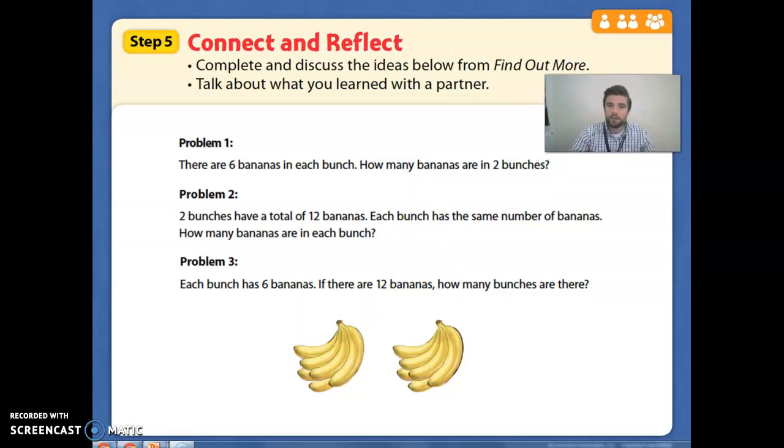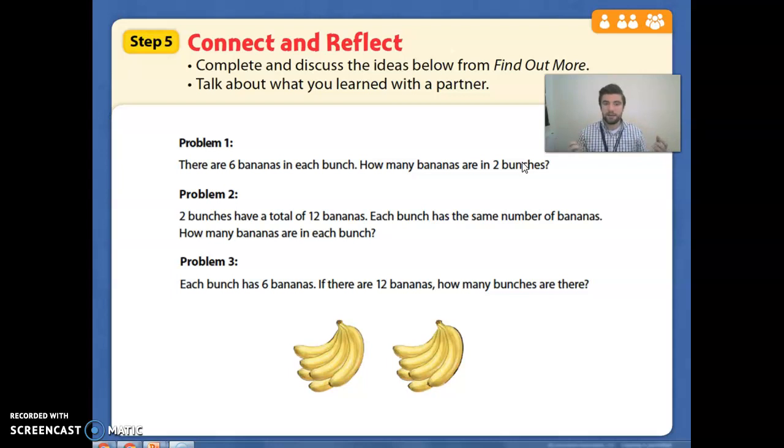So let's take a look at 3 more small problems and see if we can figure out whether we use multiplication or division, and then how to solve them. So let's take a look at problem 1 here. There are 6 bananas in each bunch. How many bananas are in 2 bunches? Let's think about that. How many bananas are in 2 bunches? Basically, that's asking us how many bananas do we have all together. If there are 6 bananas in each bunch, and we have 2 bunches, how many do we have all together?